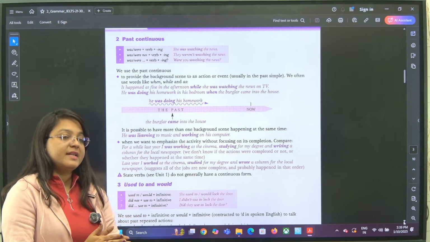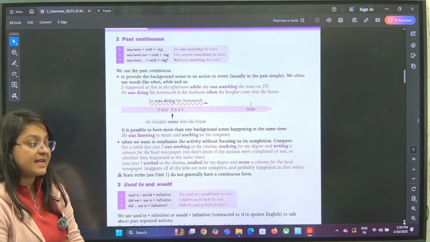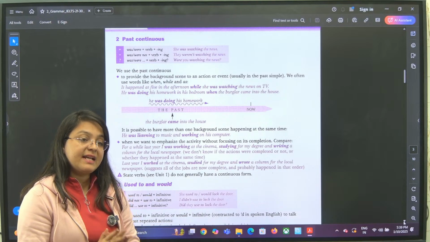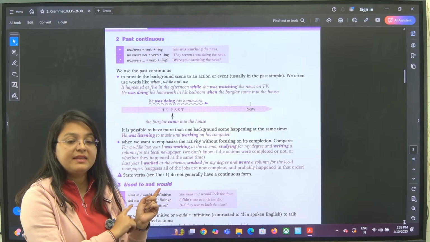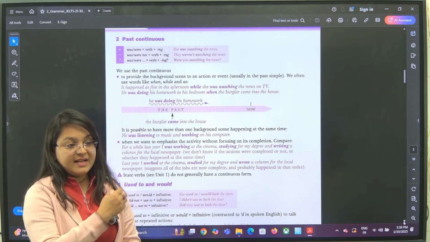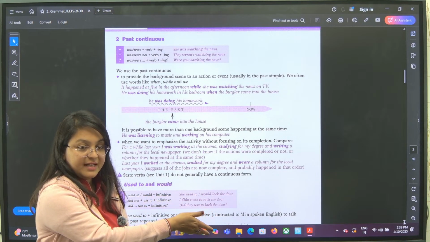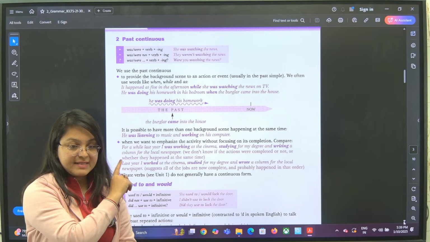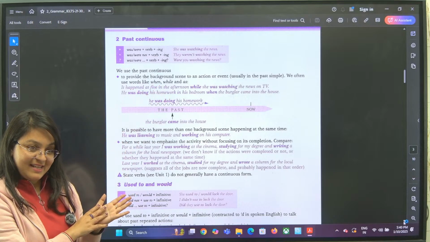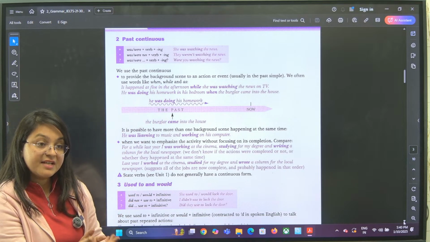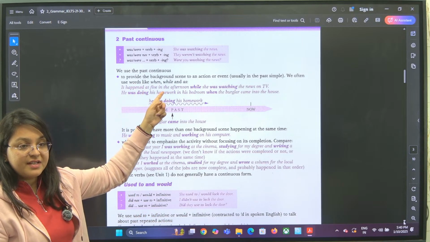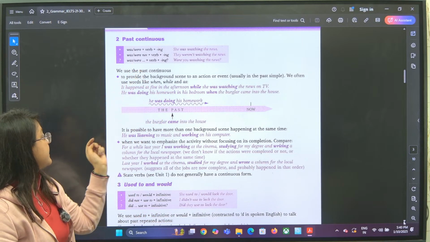Now, the next topic here is past continuous. Past continuous means an incident or series of incidents that were continuously happening in the past. When I'm narrating a story and I want to state that something was happening during that time, I would use past continuous tense. To provide the background scene, I'm narrating an incident, but what was happening along with that? That scene can be narrated with the help of past continuous tense.